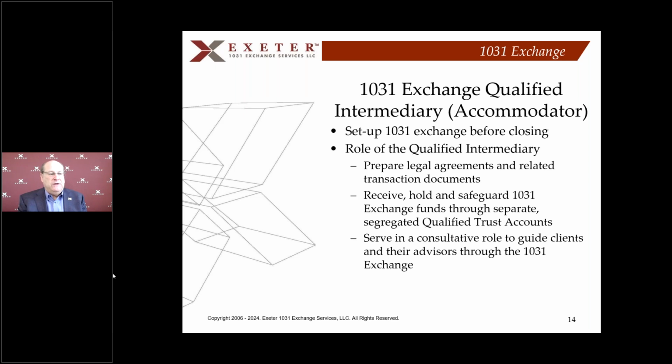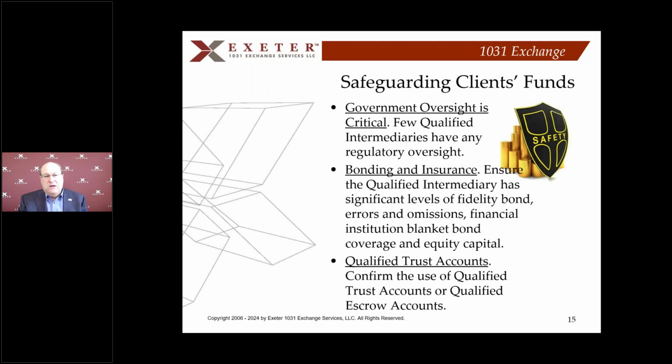So the qualified intermediary really does three things. We draft the legal documents to structure the 1031 exchange. We're going to hold the equity, the cash, from the sale until you're ready to do the closing on the purchase, or we're going to hold legal title to real estate if it's a reverse 1031 exchange. And then we serve in a consultative capacity where we can work with you and your advisors to answer questions, solve problems, things like that.